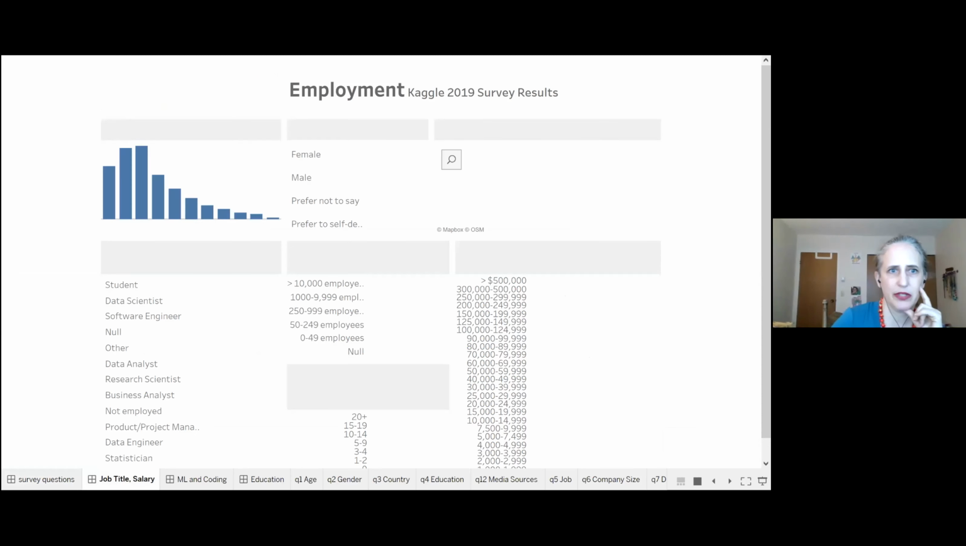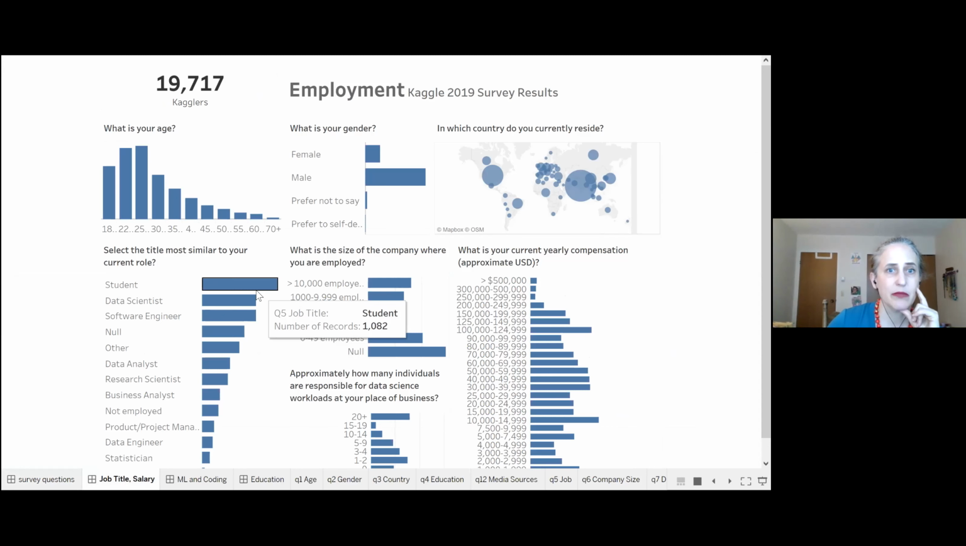So, employment title. Most people are students. And then we have data scientists next. And then we have software engineers. Do you see where I'm? I'm down here.